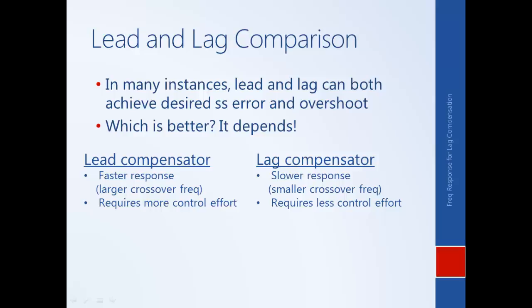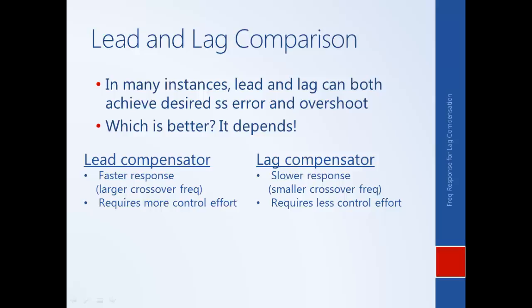It's more expensive. And so in practice, we basically want to achieve our goals in order to be just fast enough. So if we're able to achieve our goals with a lag compensator, we don't need to make the system faster, or we can actually get away by making the system slower, then we should use a lag compensator. If we have to make the system faster, then we can use a lead compensator.